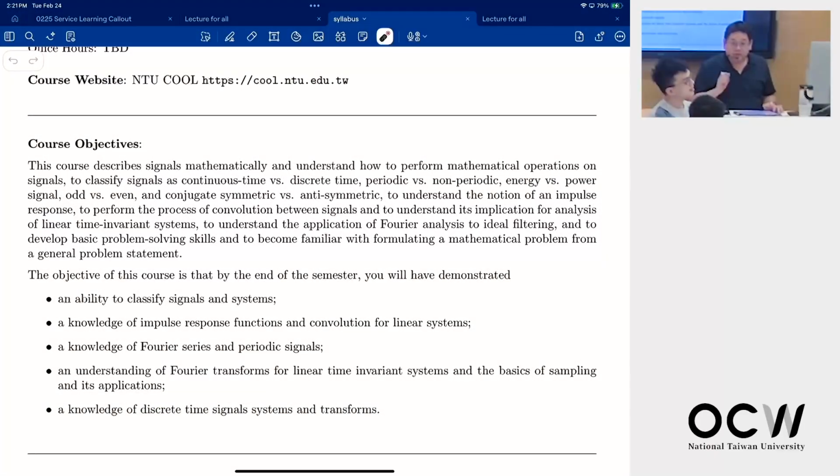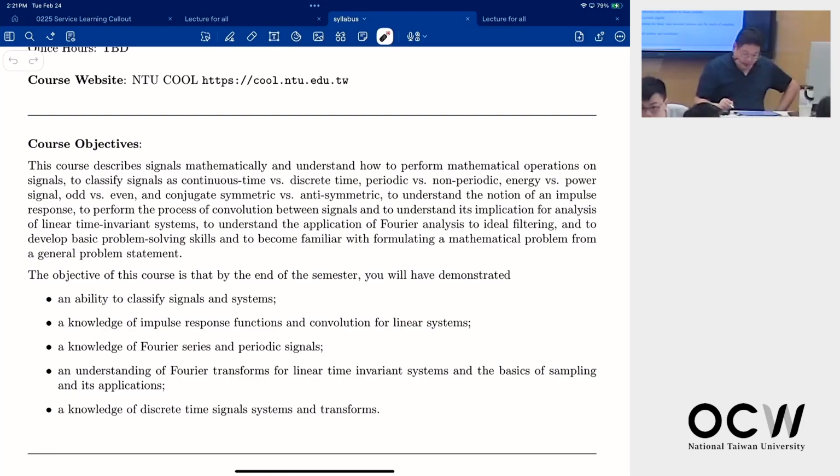Welcome to this course. It is called Signals and Systems. And as you can see, the objectives. We will describe signals mathematically, and you will understand how to perform mathematical operations on the signals. And then we need to classify the signals: if they are continuous time or discrete time, or is the signal periodic or non-periodic, and also is the signal even or odd, and also conjugate symmetric or anti-symmetric.